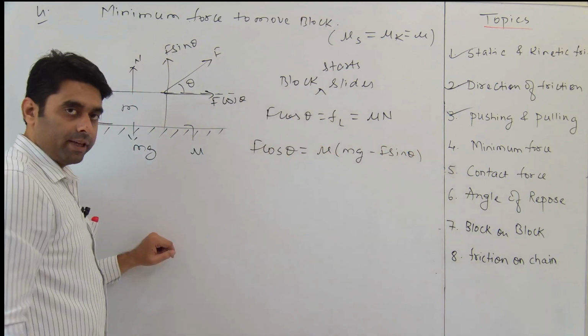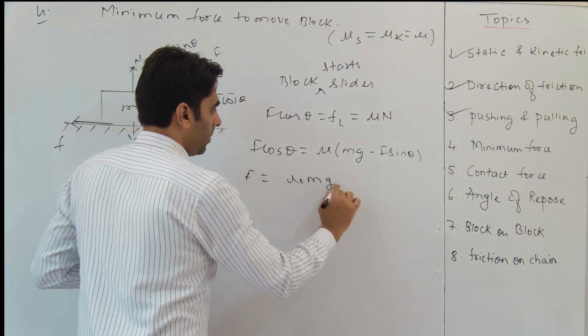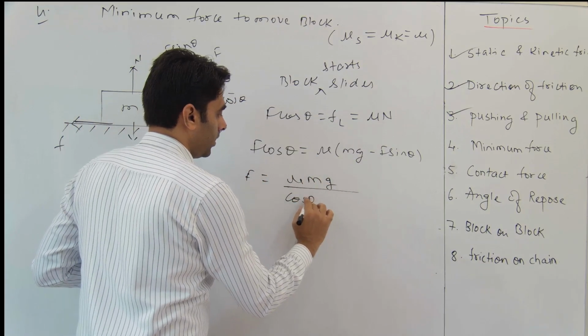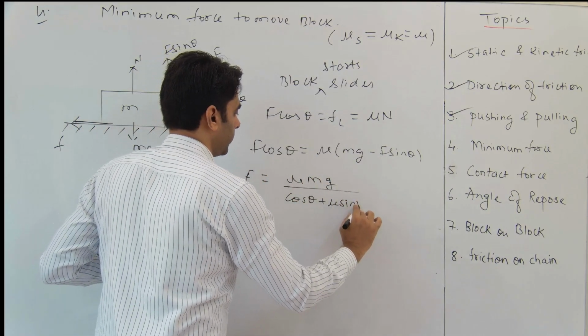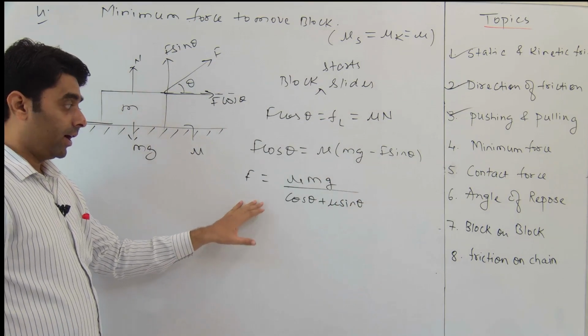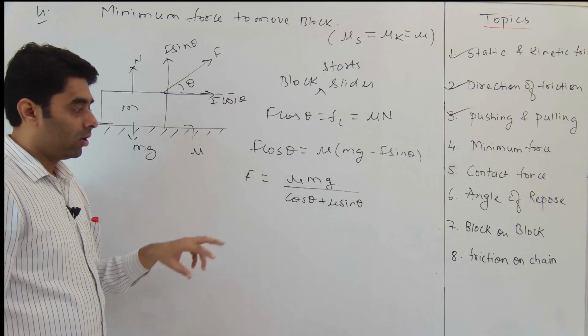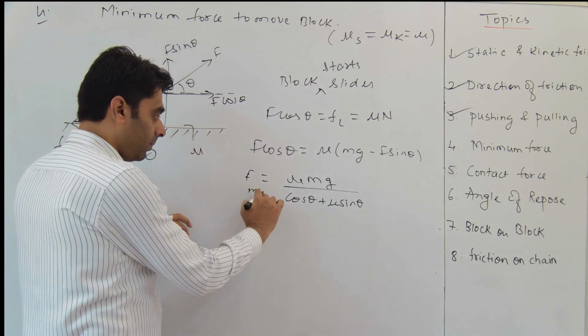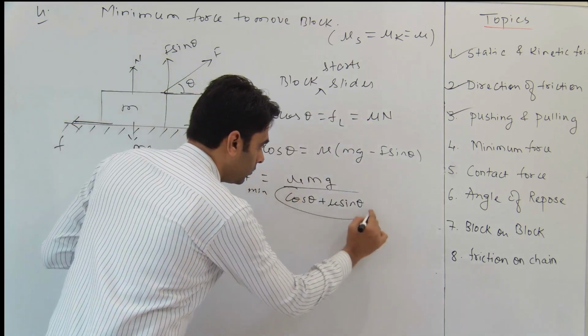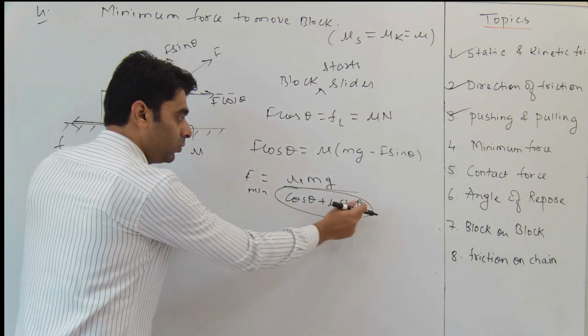By solving this, your F value will come out to be mu mg by cos theta plus mu sin theta. This is the force which is required. Now we want a minimum force. How much is the minimum force to move the block? For the force to be minimum, this cos theta plus mu sin theta value should be maximum.